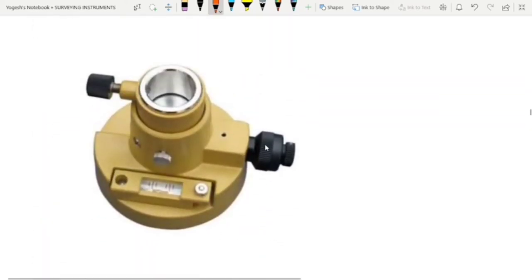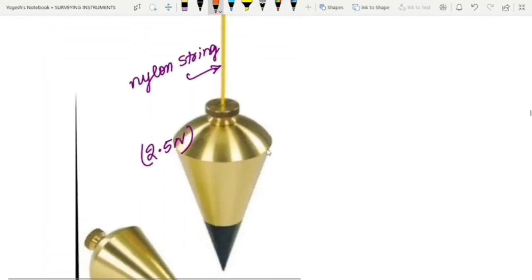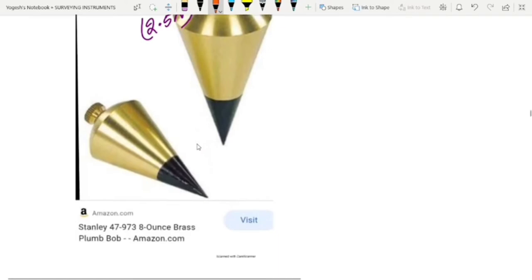Different other categories are there. This is the plumb bob, which is used for centering purposes and for marking sloping points onto the ground. This plumb bob has a nylon string and a weight of 2.5 newton.